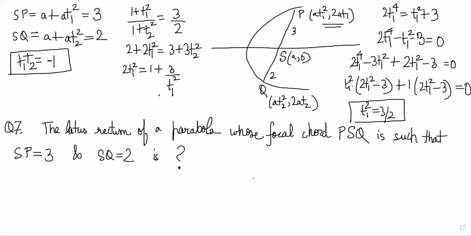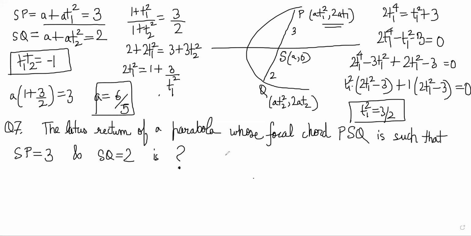T1 square comes out to be 3 by 2, then we put it in this and we get A into 1 plus 3 by 2 is equal to 3. So this becomes 2 plus 3, 5 by 2. A is equal to 6 by 5. So latus rectum will be 4 times A, 24 by 5, right? So this is one way to do it.